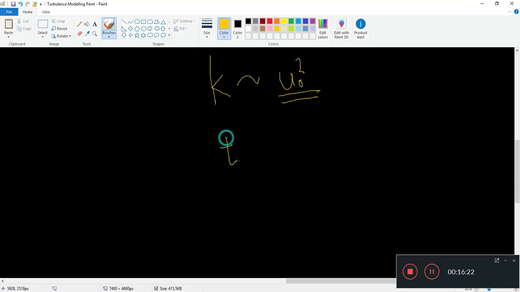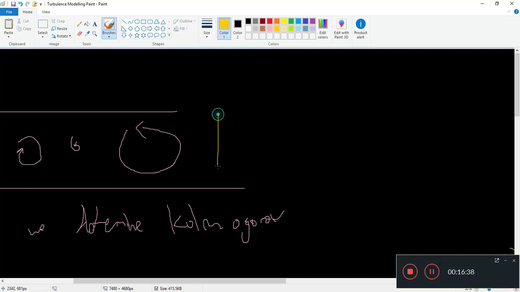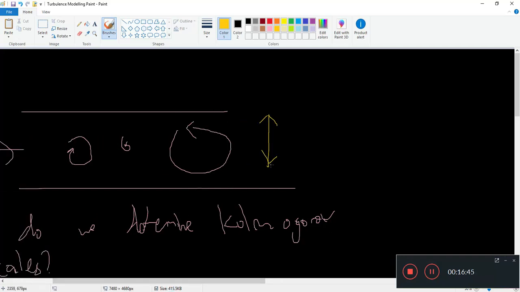And what about our time scale? Our time scale, we like to say, is a length scale over the velocity scale. What's the length scale here? We can take a look at our pipe flow again. The length scale of the largest eddy will be comparable to the length scale of the pipe. So it will be on the order of this pipe length scale.